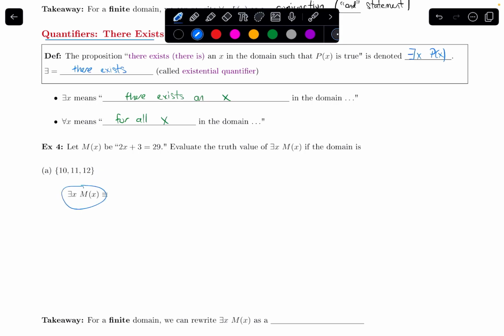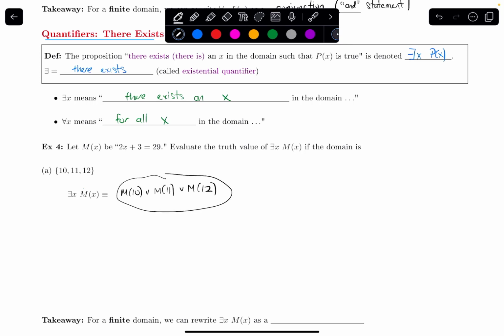So because my domain here is finite, there's essentially just three things I have to consider. I have to just plug in 10. So if that works, or if 11 works, or if 12 works, if any of those work, that's going to make the there exists statement true. So when I have a finite domain like this, the there exists statement boils down to just making this or statement. So let's check for these.